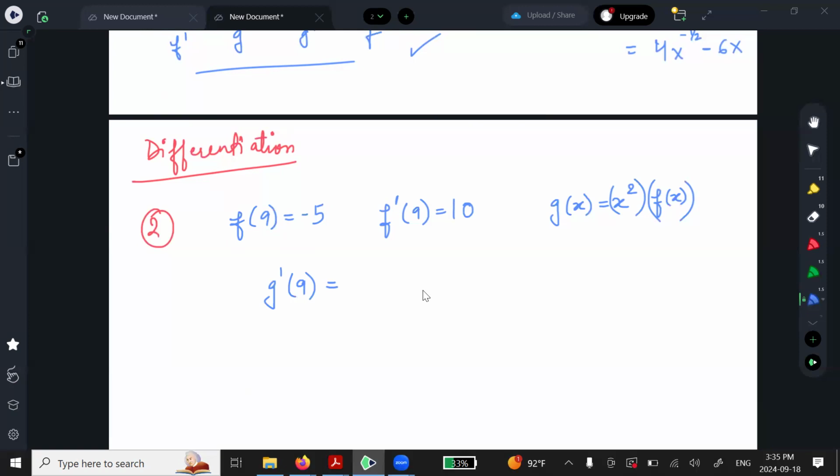Your function g is a product of 2 functions. You have to find its derivative. Which rule will you use?